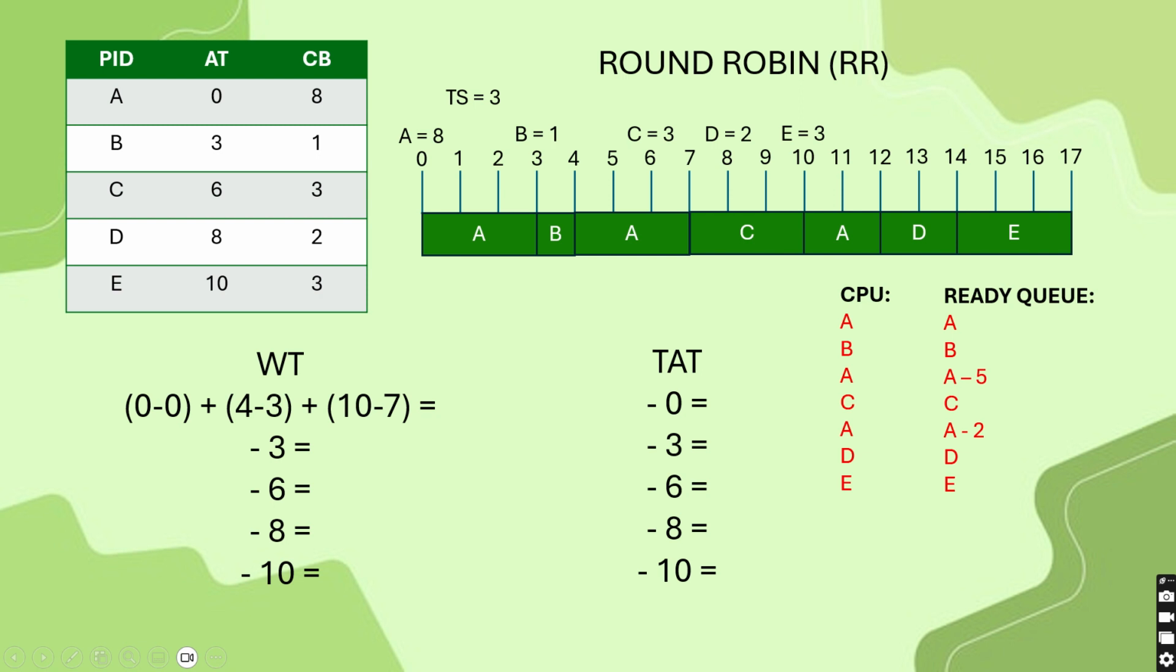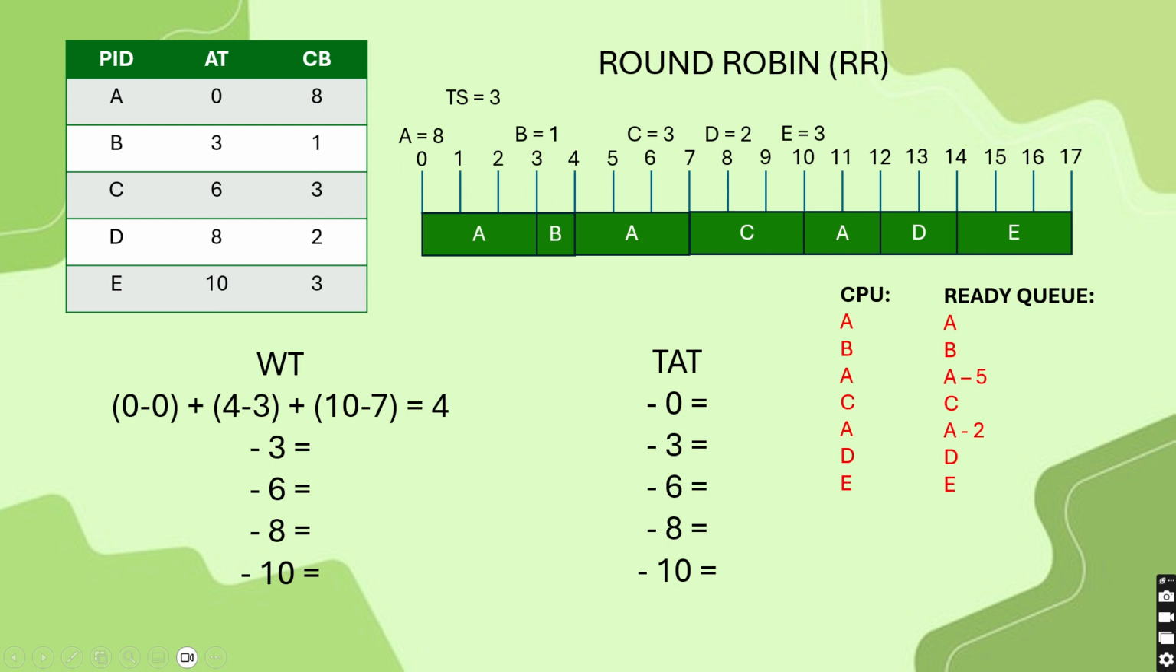Subtract the time where process A first stopped, which is 3. Adding again the difference to 10, which is the time process A executes the third time, then subtract 7, which is the second time process A stopped executing. So, 0 minus 0 is 0, plus 4 minus 3 is 1, plus 10 minus 7 is 3. 0 plus 1 plus 3 is 4. That's why it is 4.